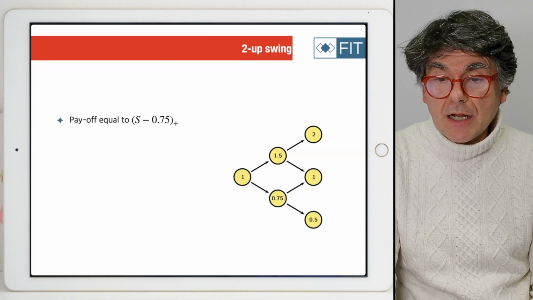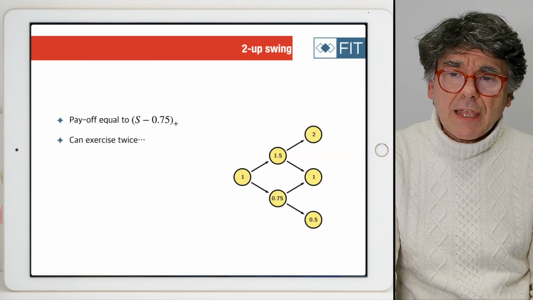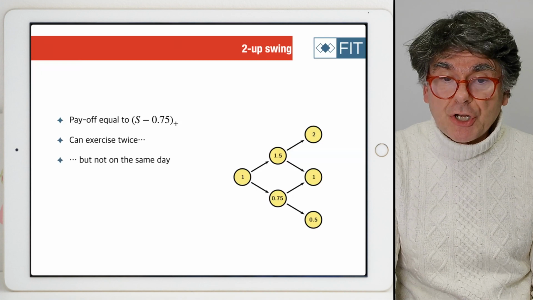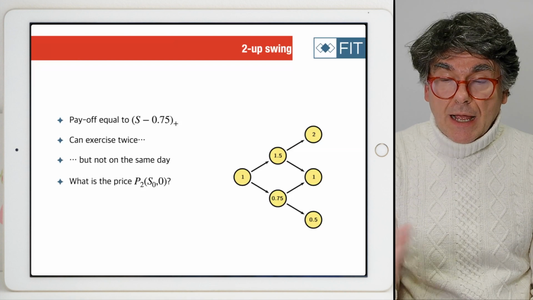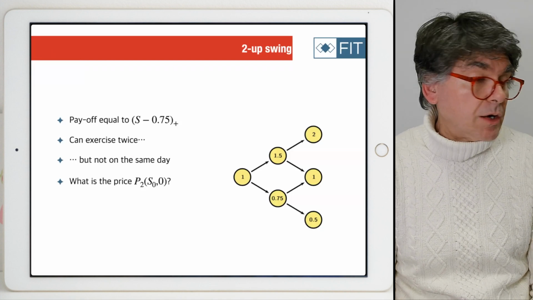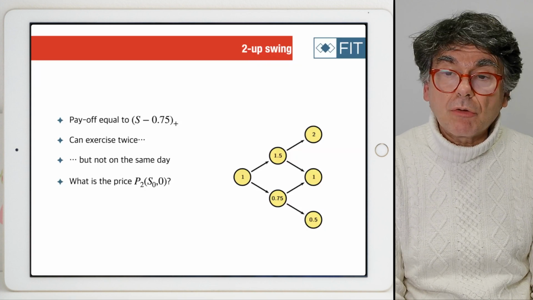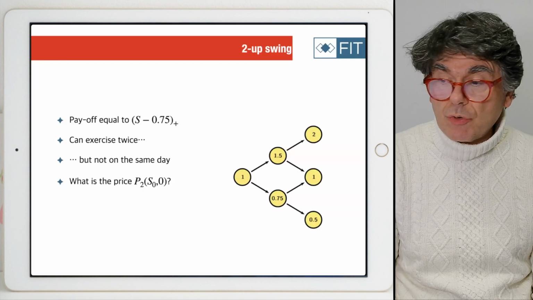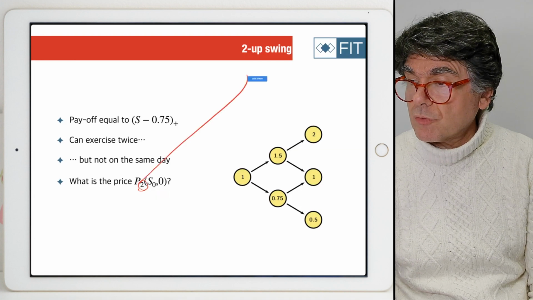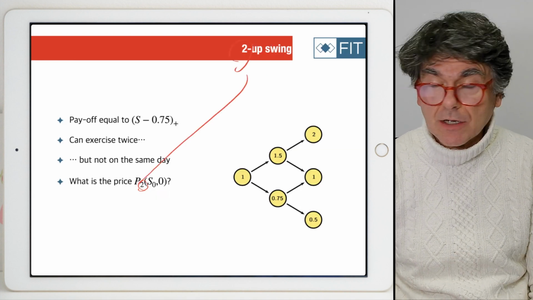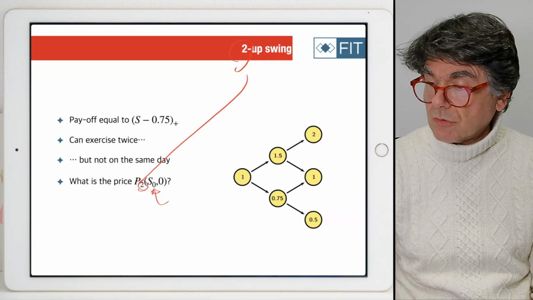So if we have an option, say an American option with a payoff equal to 75 cents, if we can exercise this twice, but not on the same day, then it's suddenly not an American option, it's something different. Our objective now is to find the price of this swing option. I'm going to denote it P2, not 0. The 2 corresponds to the fact that I have 2 upswing, 2 tickets that I can exercise. I call it S. S corresponds to the value of the stock today. So today that will be 1.